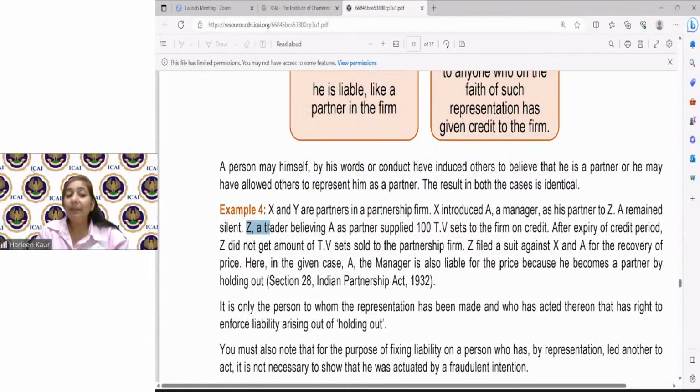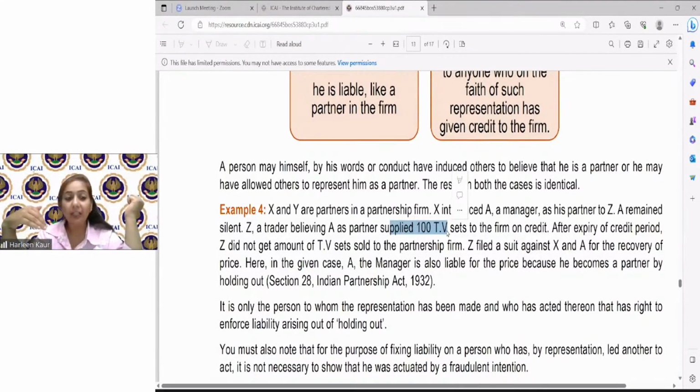So Z, the trader, believed that A is a partner and he said, I'm so happy with the way A deals, such a nice communication skills and so nice person and he's very intelligent and he gave 100 TV sets to the firm on credit. इतना खुश हो गया उसकी डीलिंग के साथ और उसने 100 टेलीविजन दे दिए उधार पर.